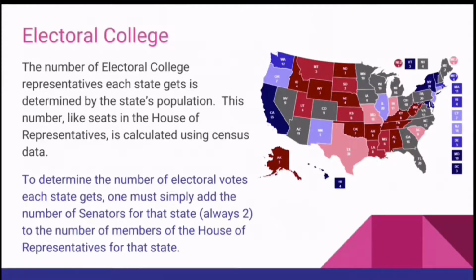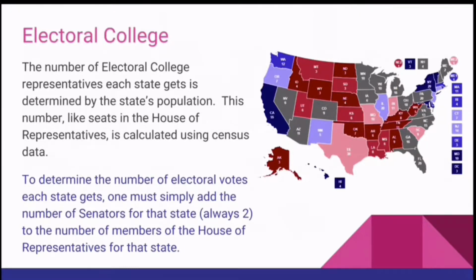So the number of Electoral College representatives in each state is determined by the state's population. So this number, just like the seats in the House, is calculated using census data, so how many people are living in the state. So for example, in Ohio, we have 16 members in the House of Representatives. We have 16 people representing our state. Plus we have 2 senators. So we add those together, and that means we have 18 representatives in the Electoral College.